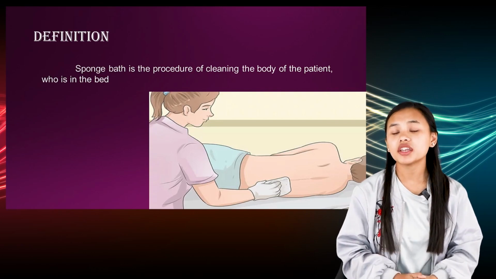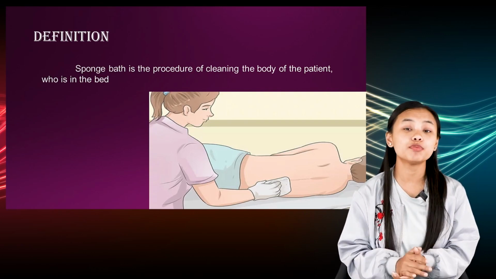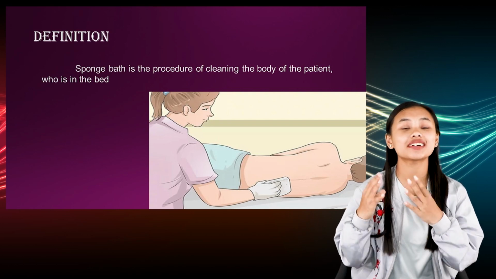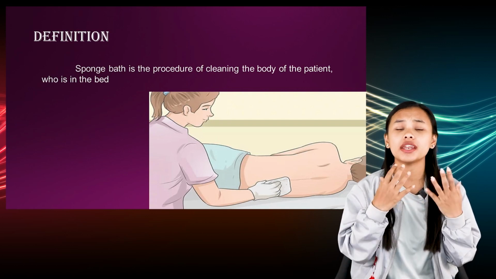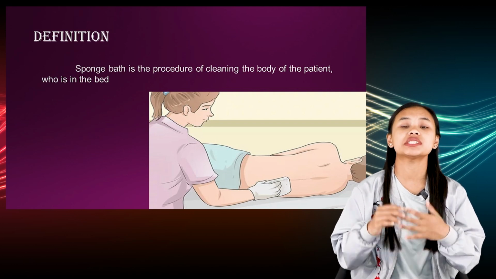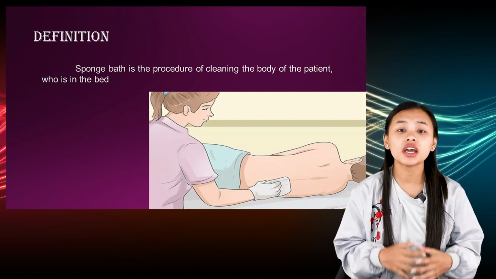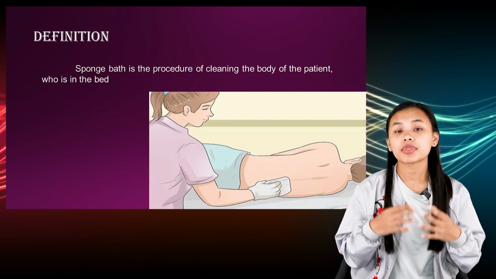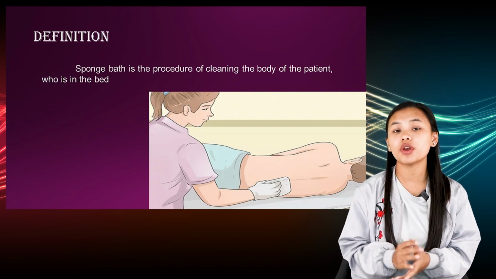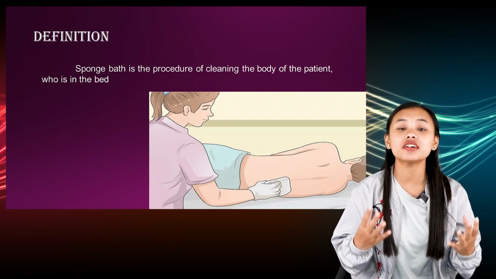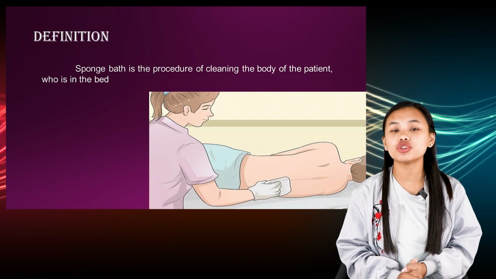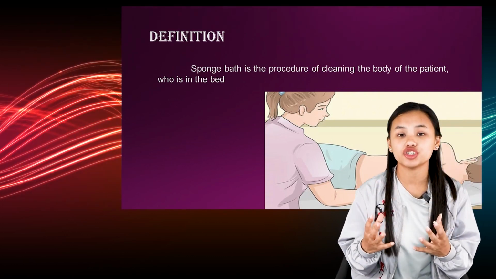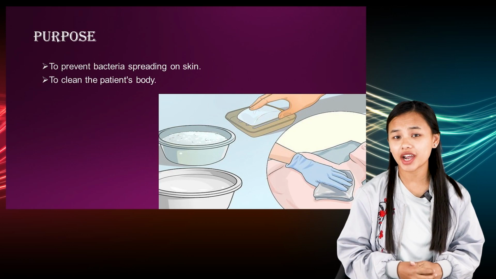And one of the methods which you can do is by providing a sponge bath. This sponge bath is the procedure of cleaning the body of the patient who is confined to bed. So here, whenever you find any bedridden patient or patient who is suffering from any of the chronic illness, then they will not be able to take bath, right? So here you should not just leave them like that, but you can provide a sponge bath whereby you will be able to clean the surface of the body so that the patient will be able to feel clean and fresh. So what is the purpose of providing this sponge bath?